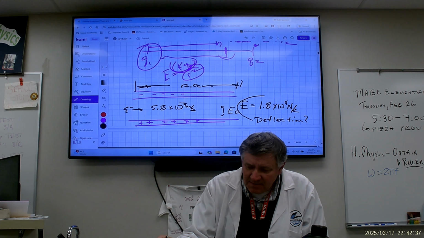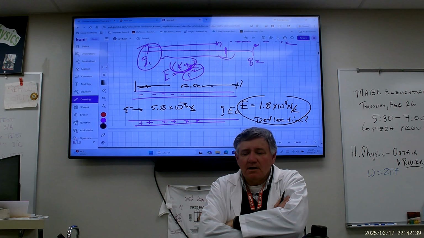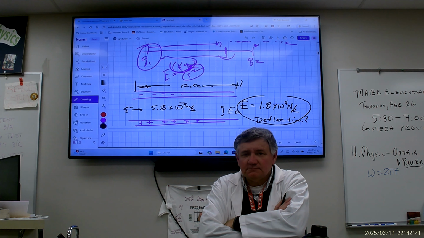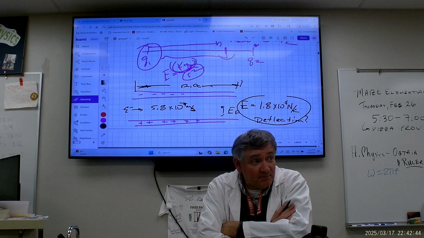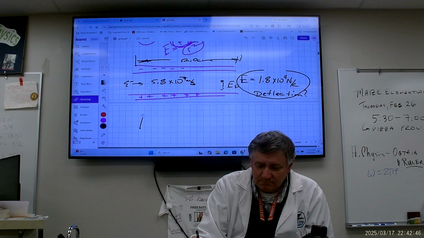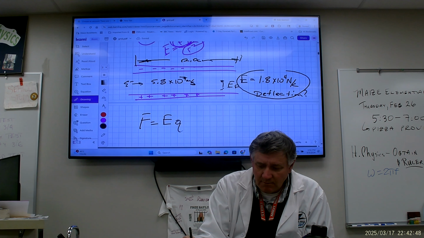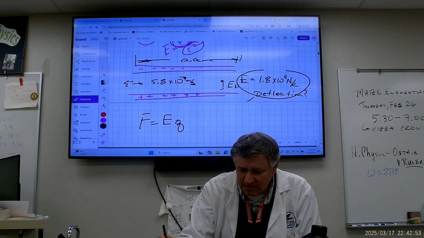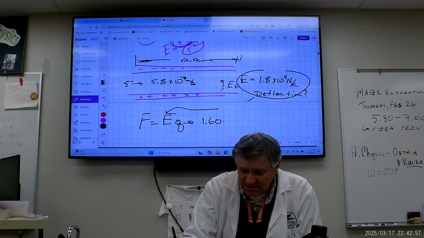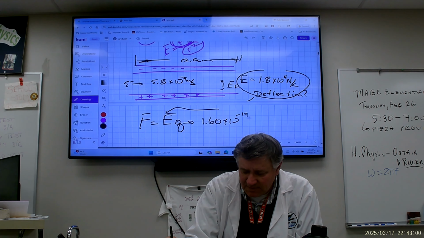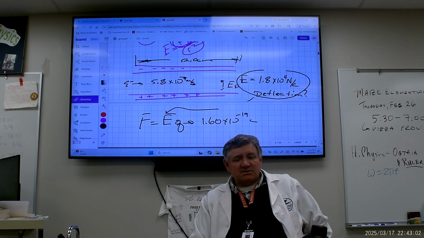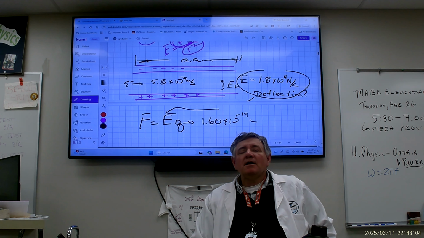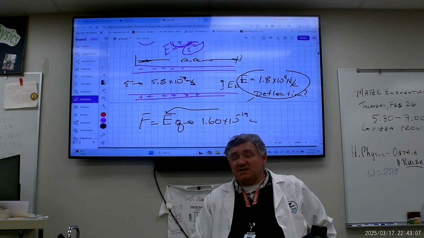You know the value of the electric field, and you know it's an electron. Since it's an electron, the charge is 1.60 times 10 to the negative 19 coulombs. So you can find the value of the force. Once you know the value of the force, we can find the acceleration.